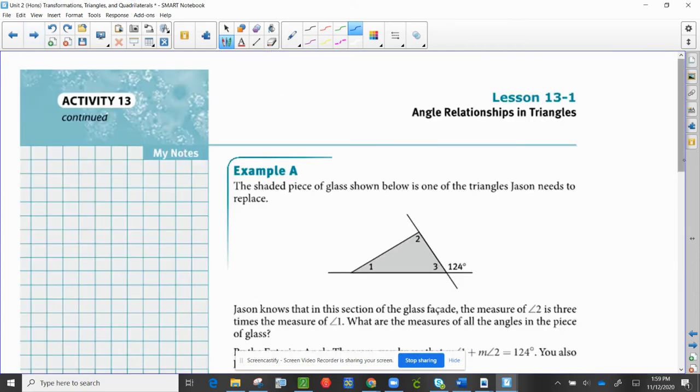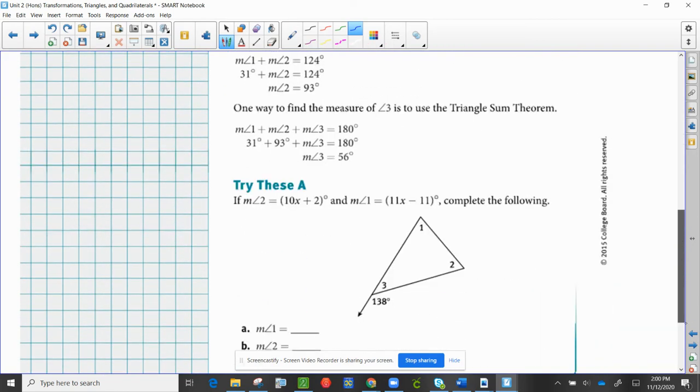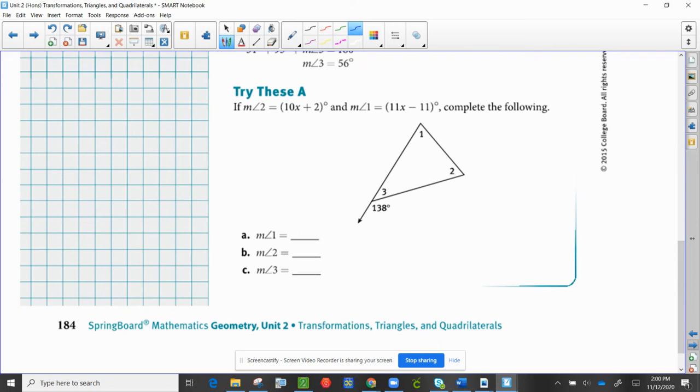So let's actually try some problems where we use this theorem. Okay. So example A here is going through, Jason knows that in the section of the glass facade, the measure of angle 2 is 3 times the measure of angle 1, and you're finding the measurements for all of 1, 2, and 3. So this goes through how to solve that, so you can look at this example on your own, but let's look at example, try this A. It says the measure of angle 2 is 10x plus 2 degrees, and the measure of angle 1 is 11x minus 11 degrees. So we need to find the measure of angles 1, 2, and 3, all my interior angles here of my triangle.